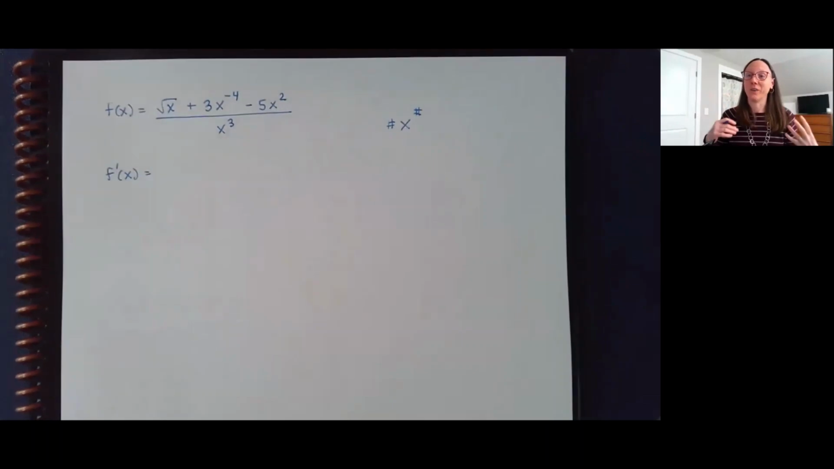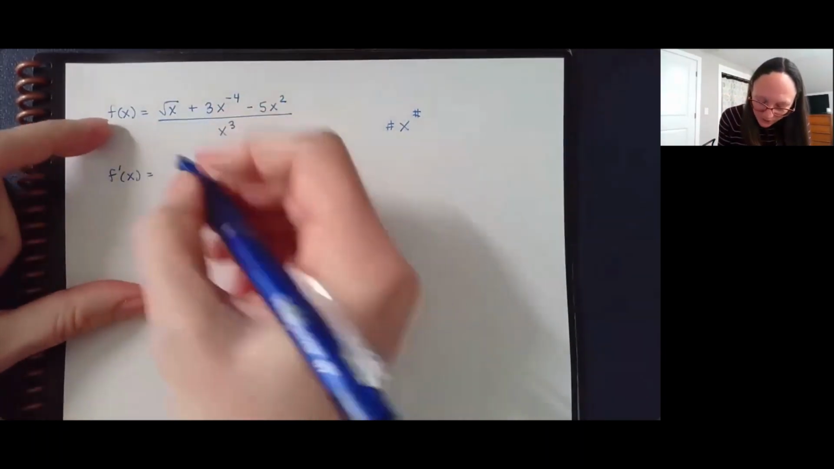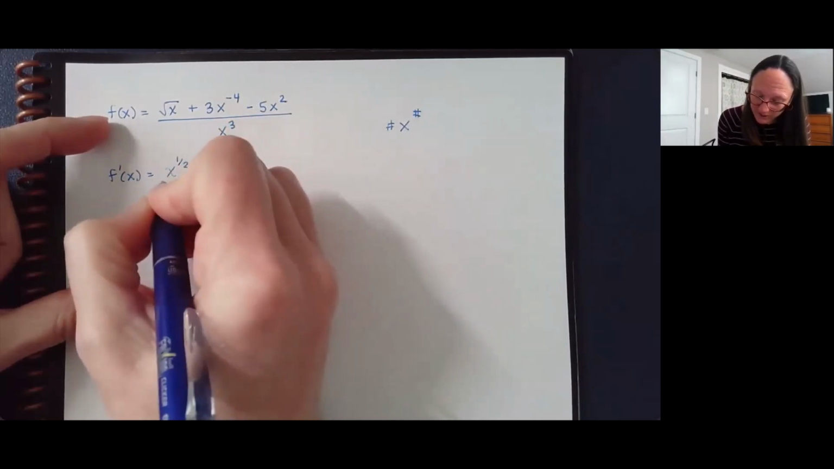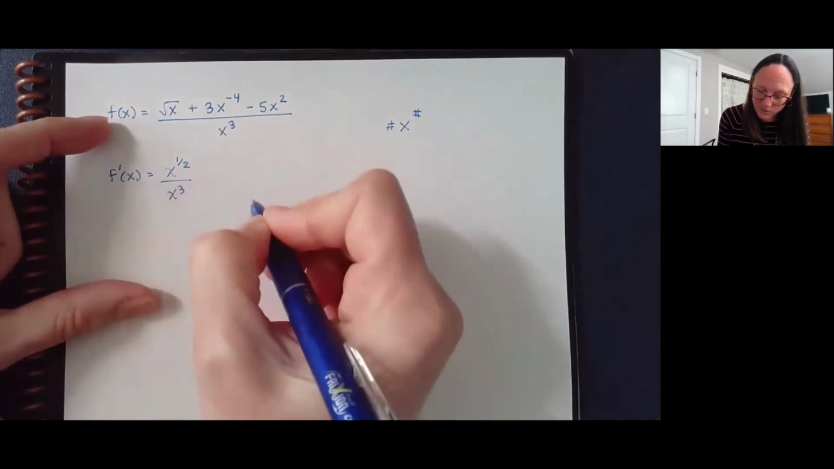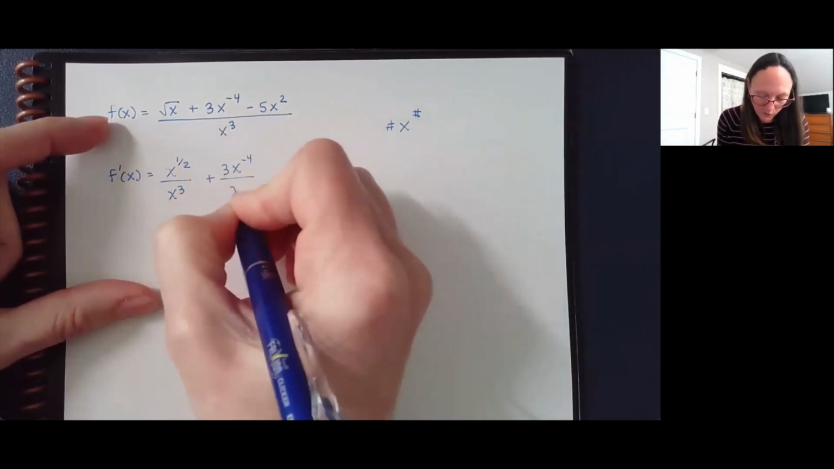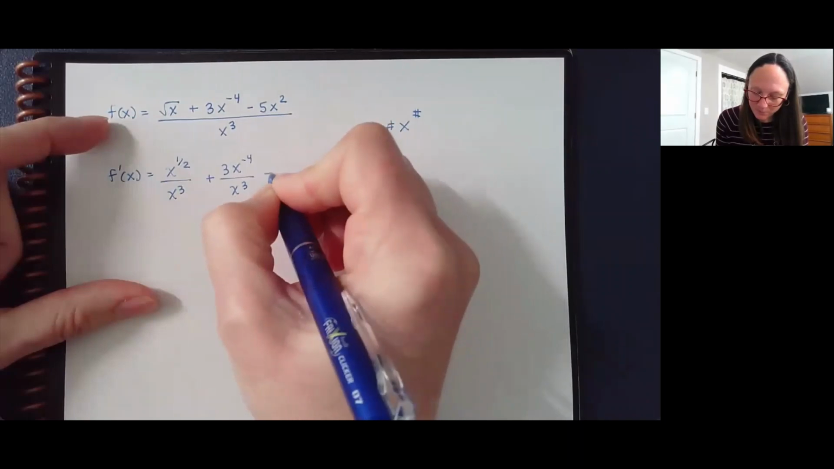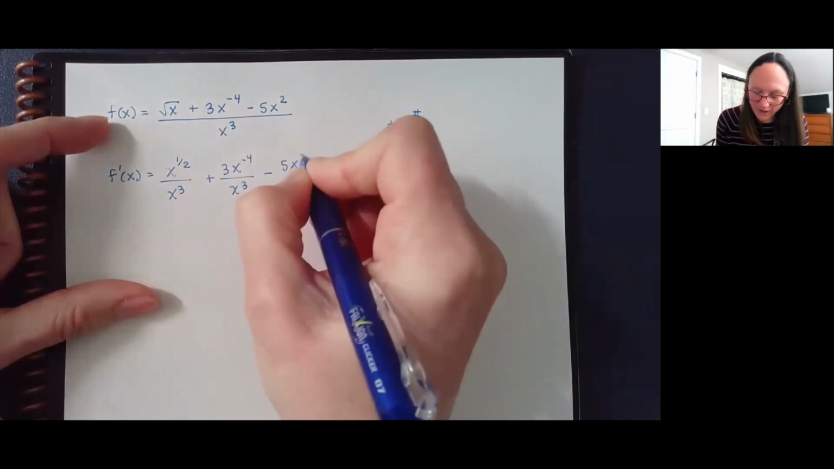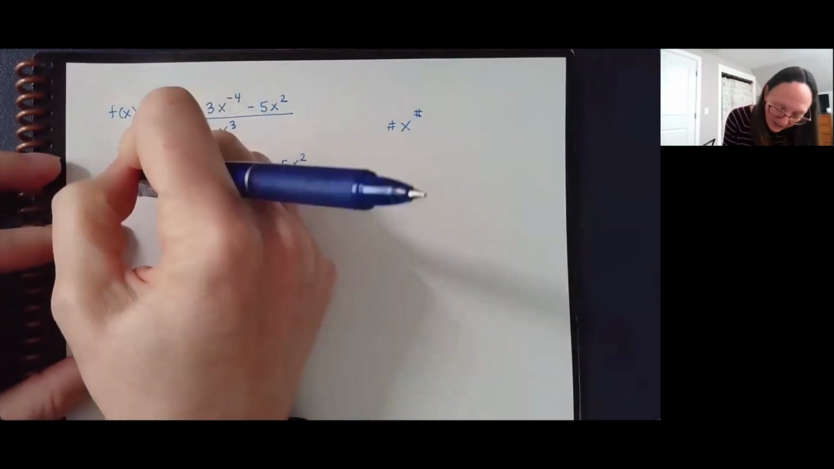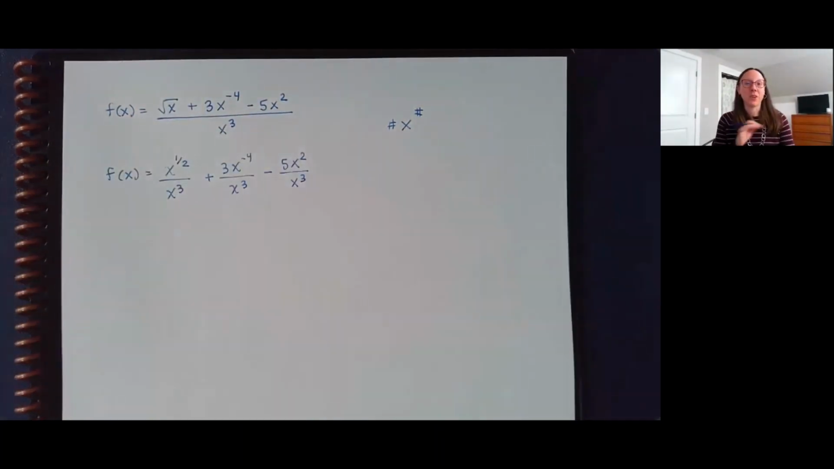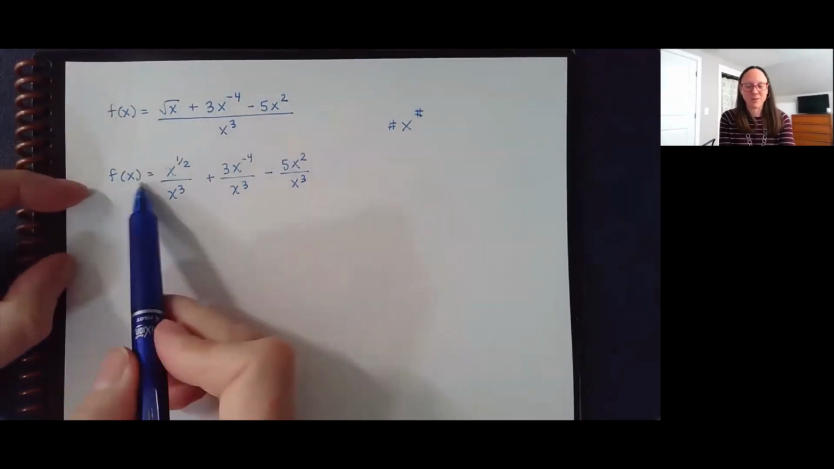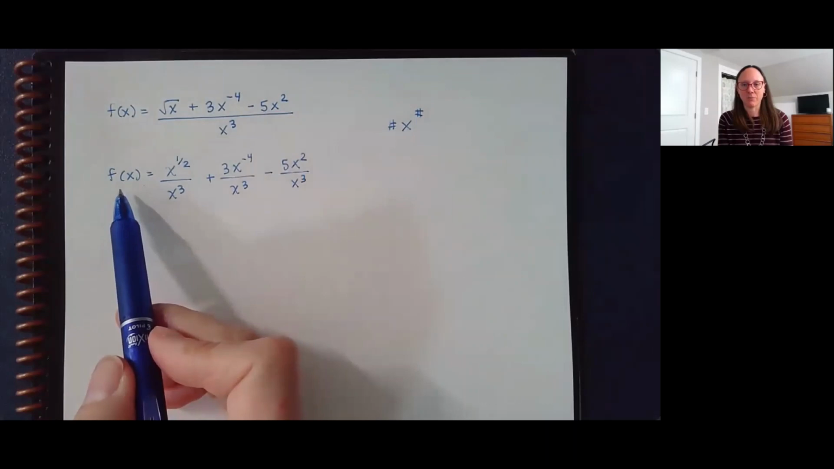So I have to write things with powers. Square root of x is going to become x to the 1/2. I'm going to put that over x cubed. My next term, I've got 3x to the negative 4th, also over x cubed, minus 5x squared all over x cubed. Oh, that's not my derivative yet. All I was doing was some algebra. So I need to make sure that notation-wise, I'm still writing that as the function itself.